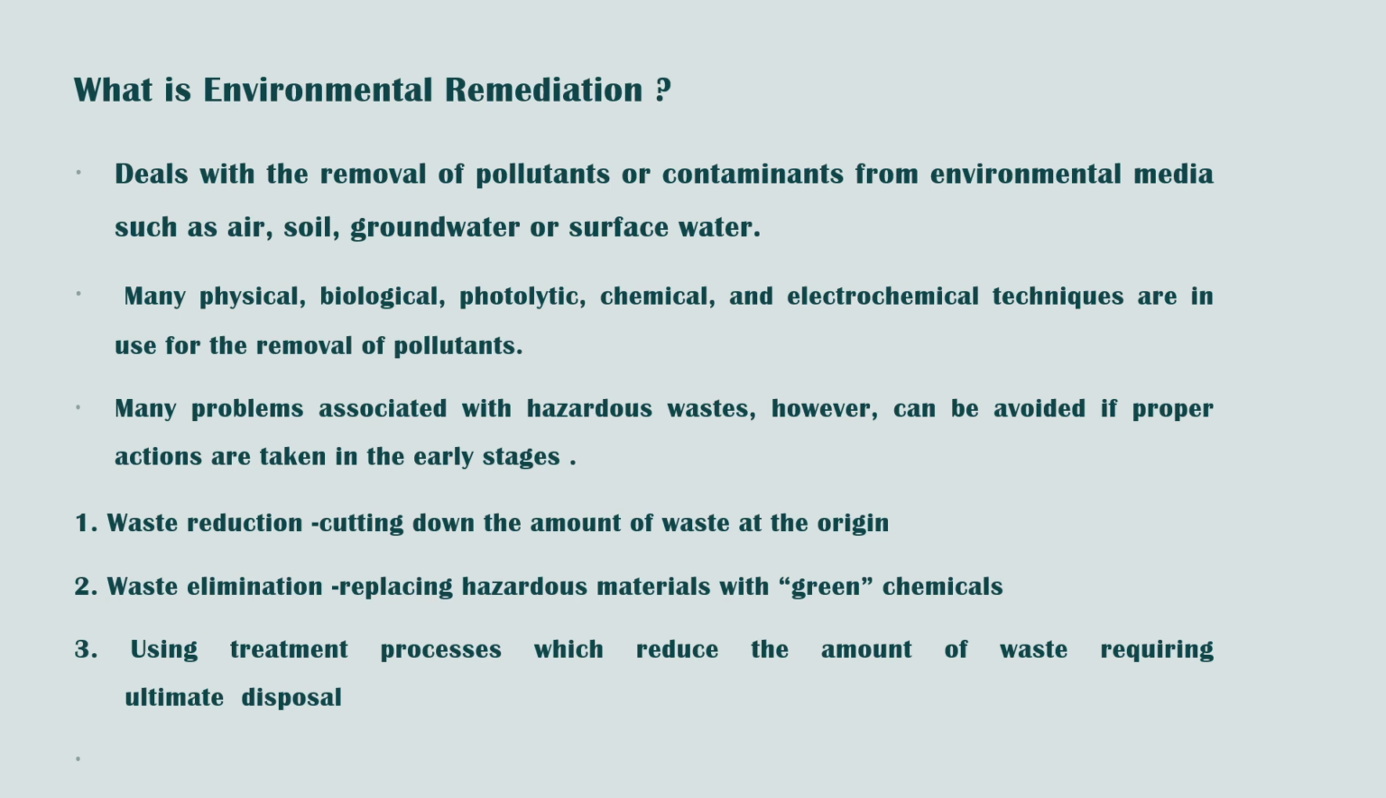The third one is using various treatment processes which reduce the amount of waste requiring ultimate disposal. So we are not going to do the disposal process. Though the pollutant has been added to the surrounding environment, by using a treatment process it can be removed without doing much harm to the environment. And the amount of disposal that is required is not that immediate. So this is the idea we are going to adopt as the third one for environmental remediation.